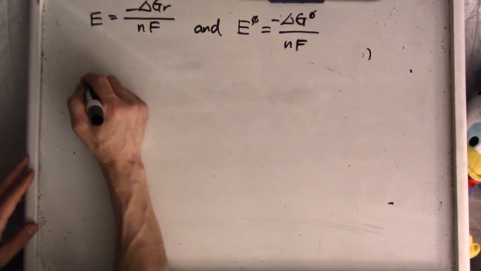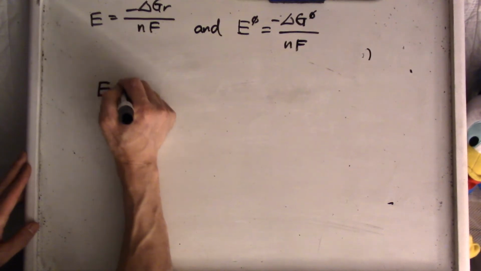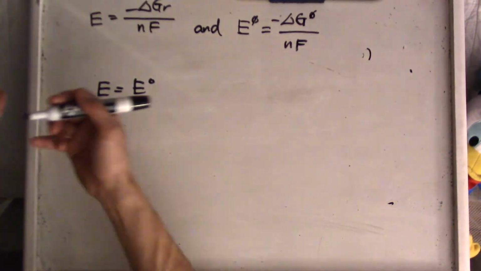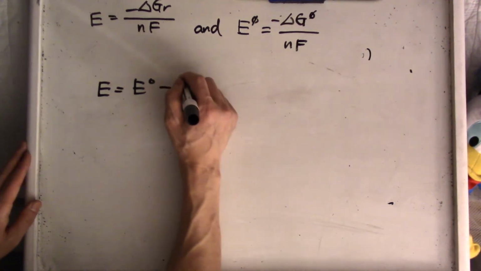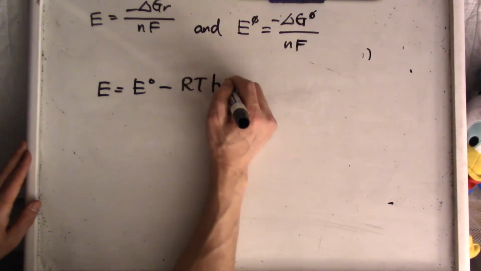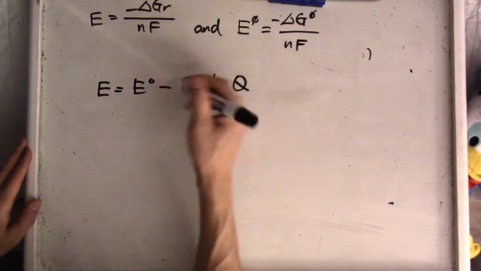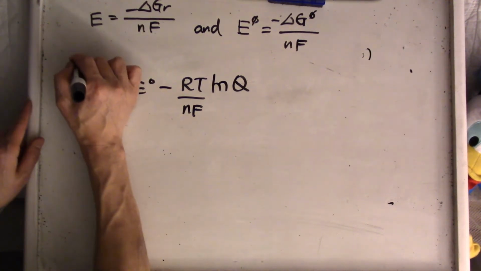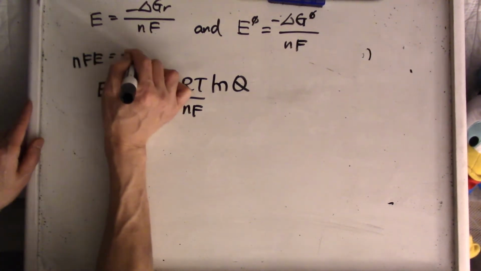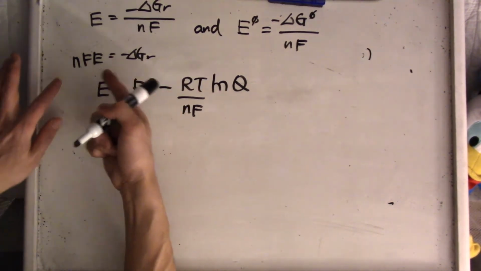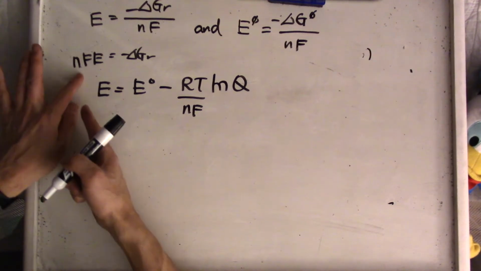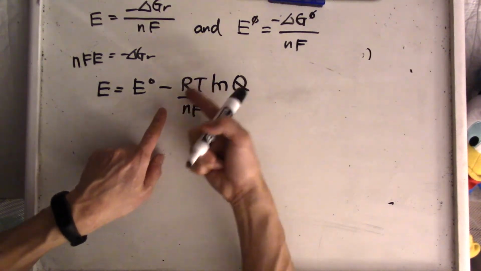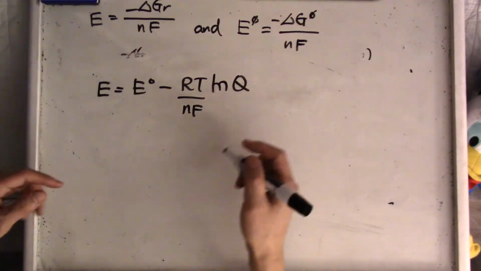So if that's the case, we can just rewrite this. The whole thing is E is equal to E naught, minus RT natural log of Q, but then divided by nF. Originally, remember, it's nFE equal to minus delta G of the reaction. The minus sign was here earlier, but then you take the nF to the other side. Then you just have E, and you combine it over here. I just worked it out algebraically.